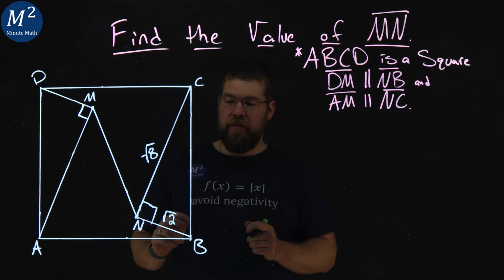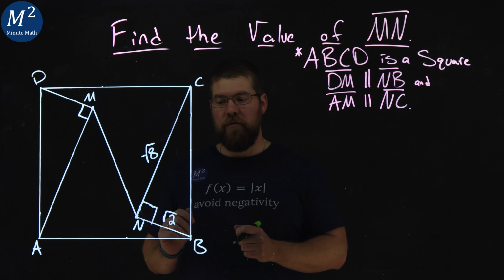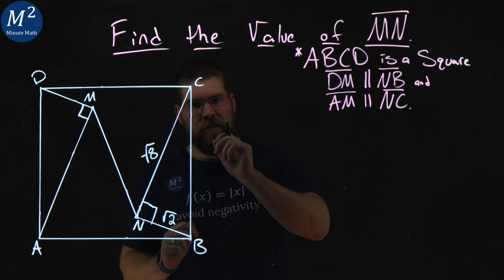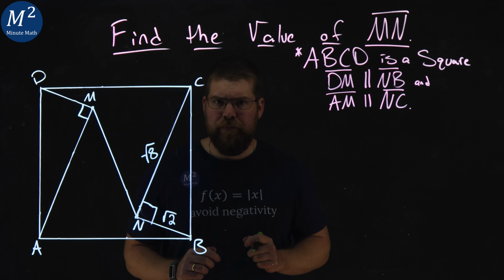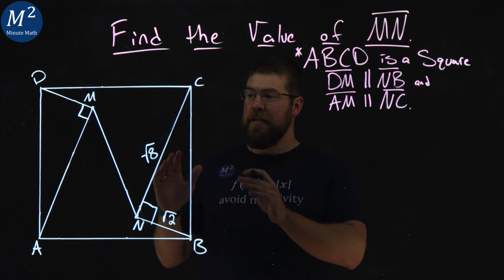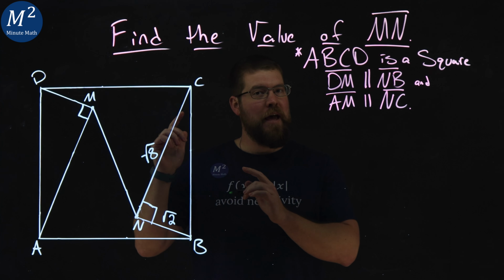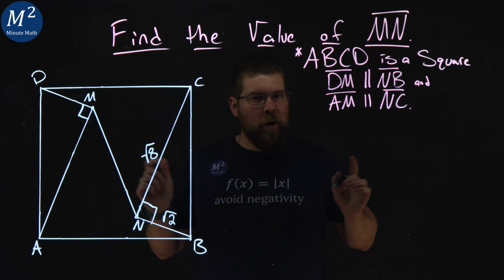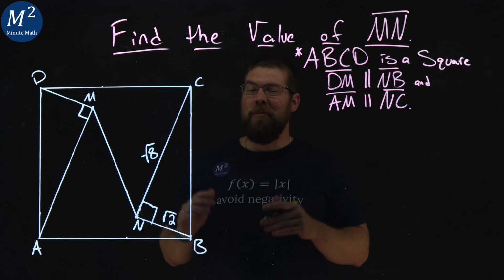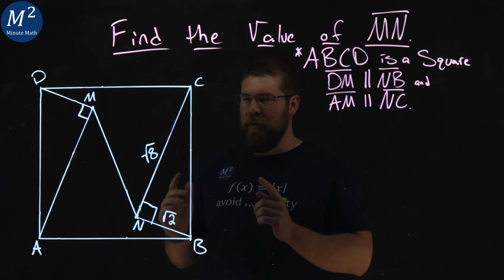We're given some side lengths here: NB is equal to the square root of 2 and NC is equal to the square root of 8. So again, pause this video, see if you can find out the length of MN here, and we're gonna dive on in and show you what the answer is here, okay?